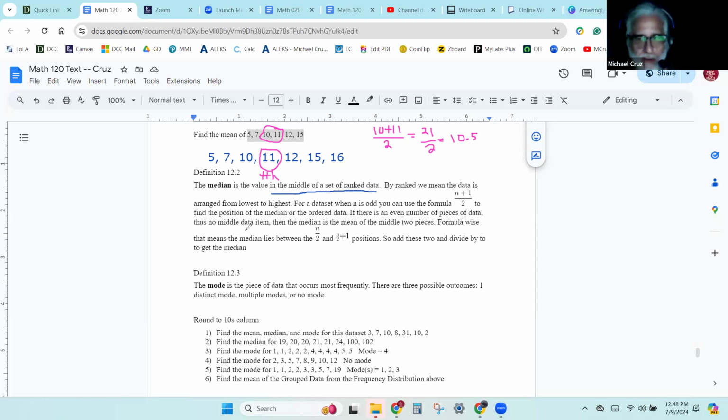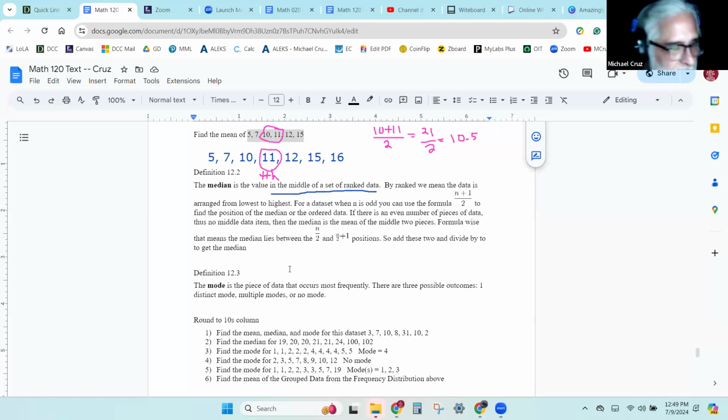So there's another step after you calculate. If it's even like this one was, then it's in between n over 2, which in this case was 6 over 2, so the third position, and 3 plus 1, the fourth position. So if it's an even number of pieces of data, then you simply add up the two middle ones and divide by 2.